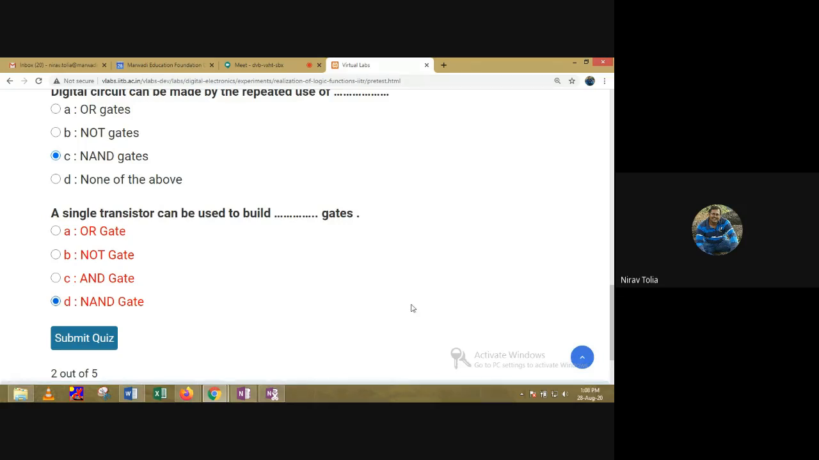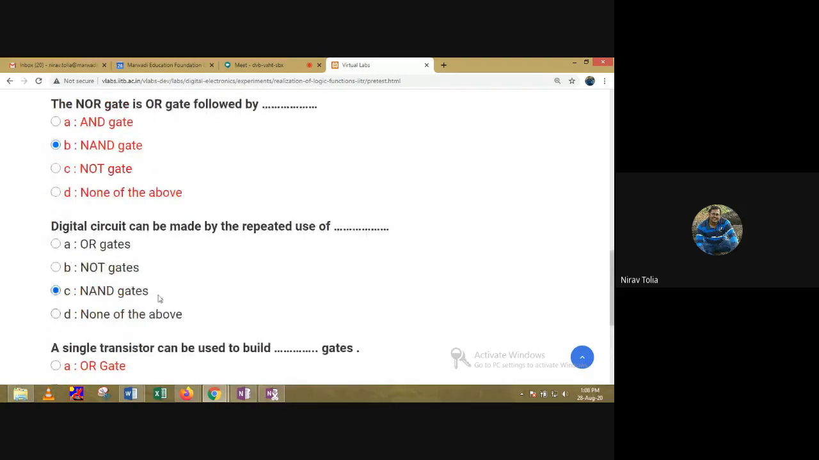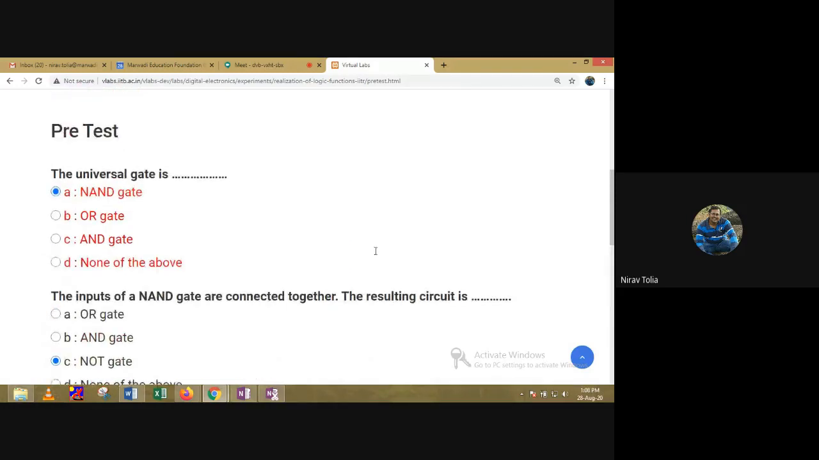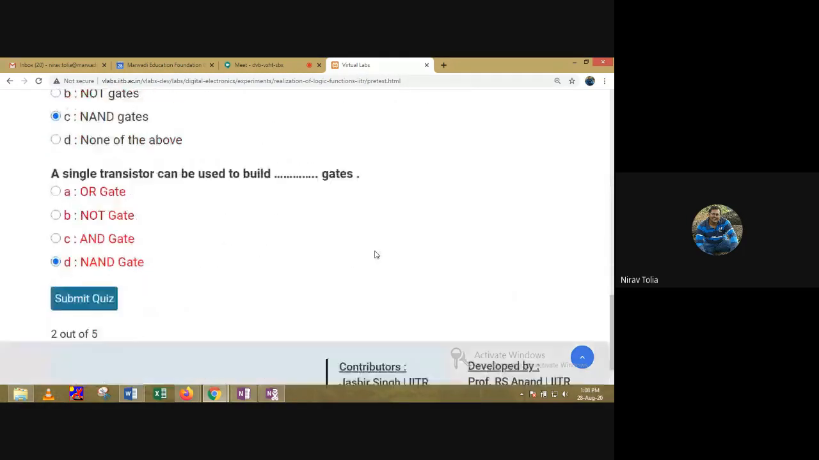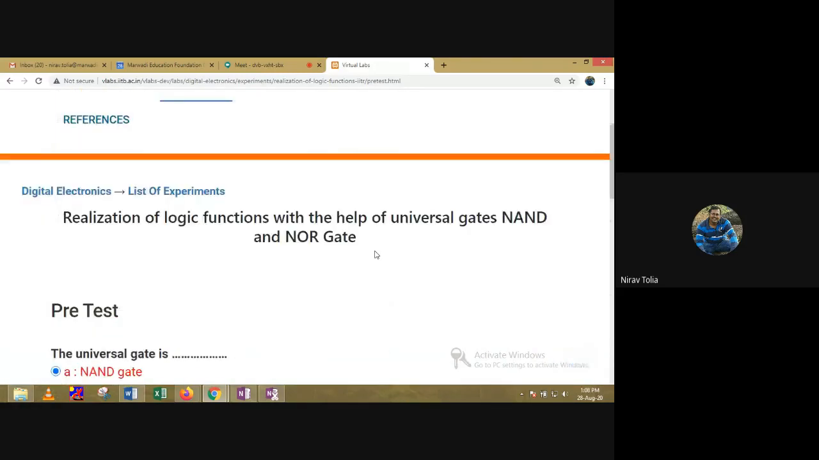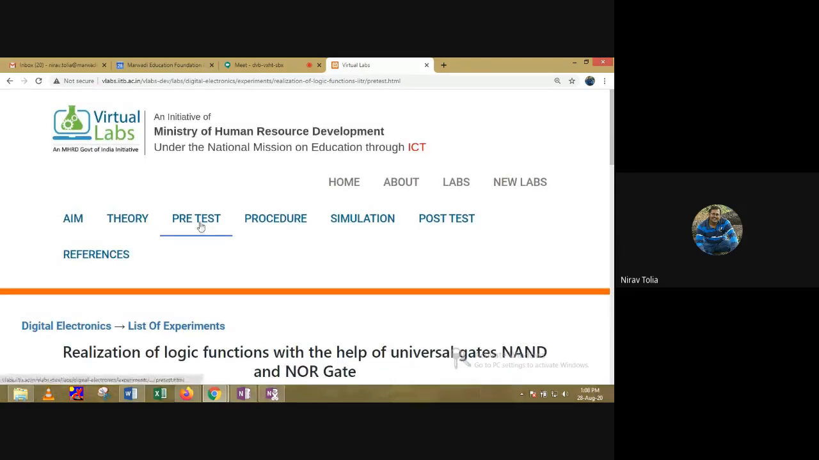2 of 5 only. So this question is right. This question is wrong. So 3 is wrong and 2 is right only. Again, go for the pre-test.